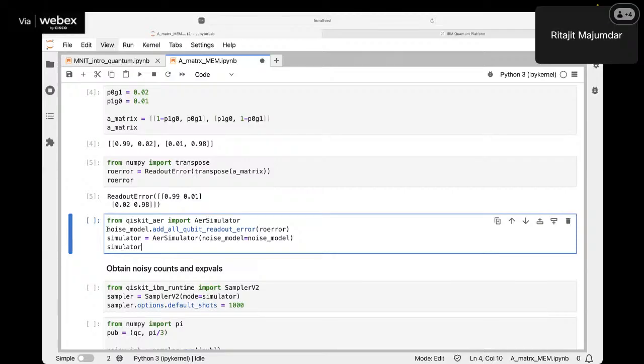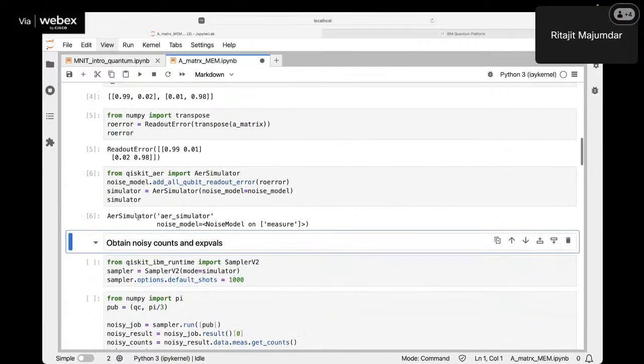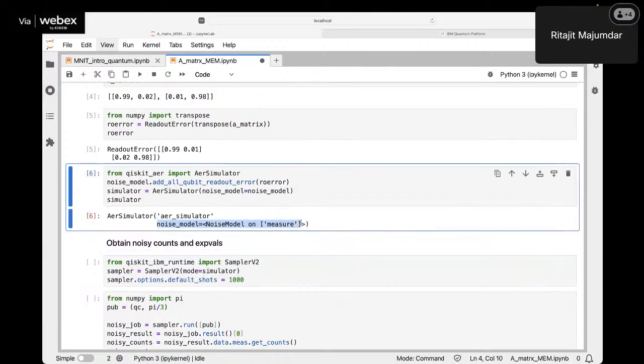What we can now do simply is say noise model dot add all qubit readout error, and this applies the same readout error to all the qubits. If you need, it is very easy to assign different readout errors to different qubits as well. Now I pass this noise model to my Aer simulator, and you see that my Aer simulator has a noise model which applies only on measure. So there is no gate error or anything.